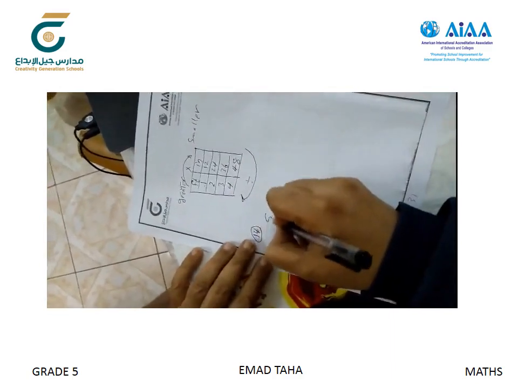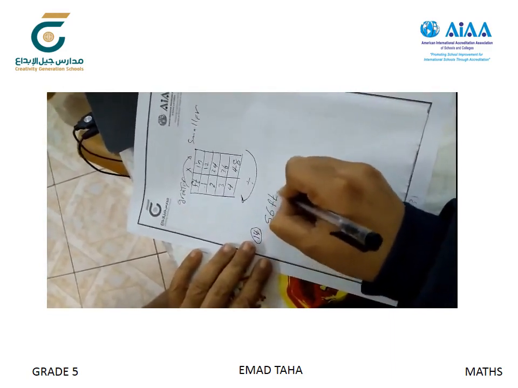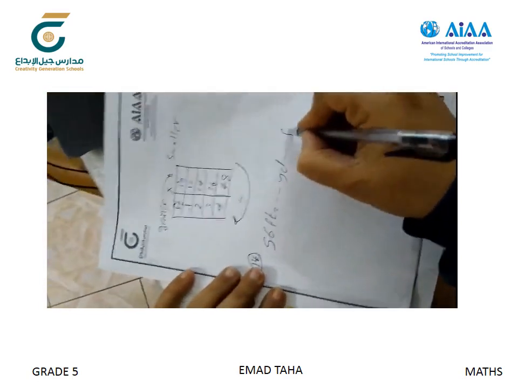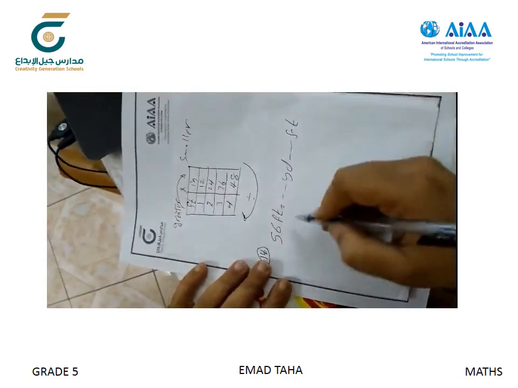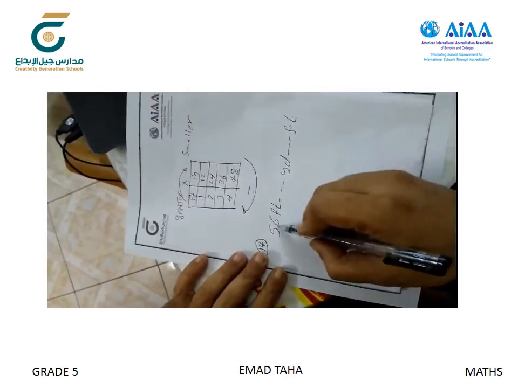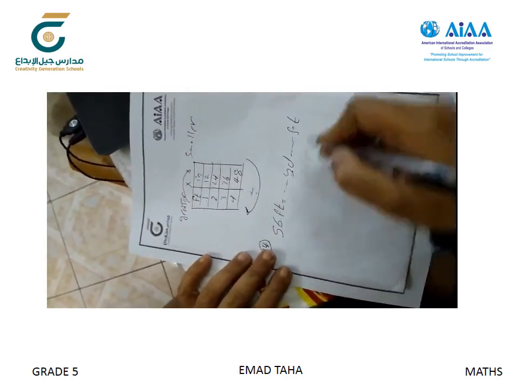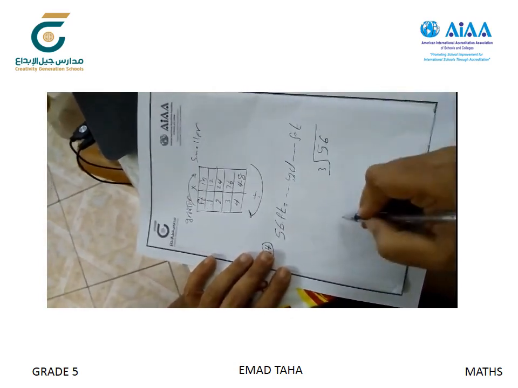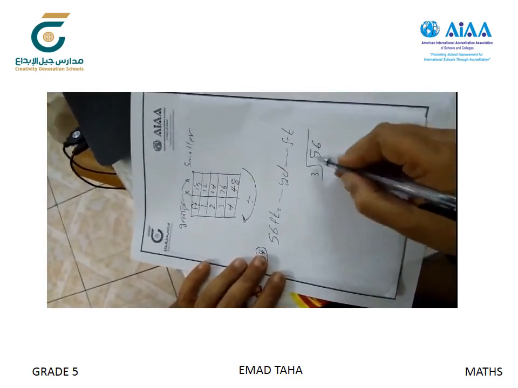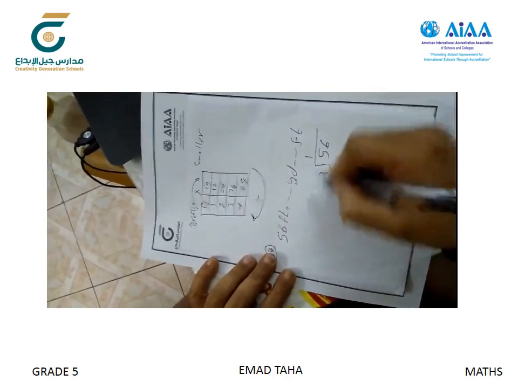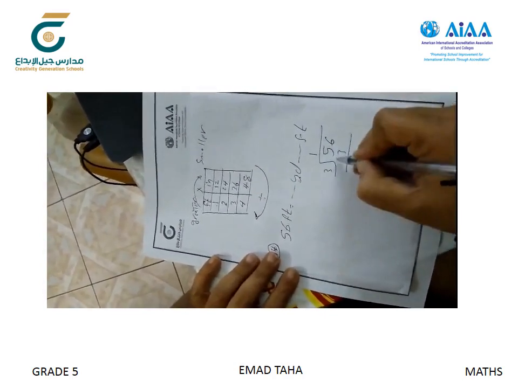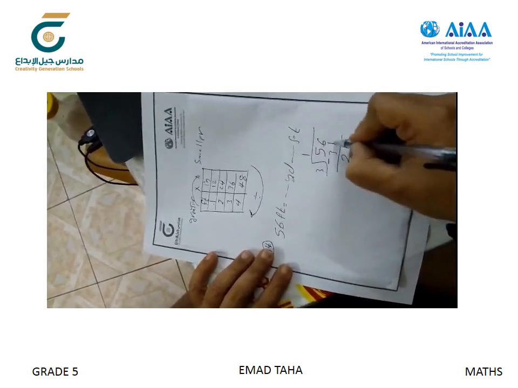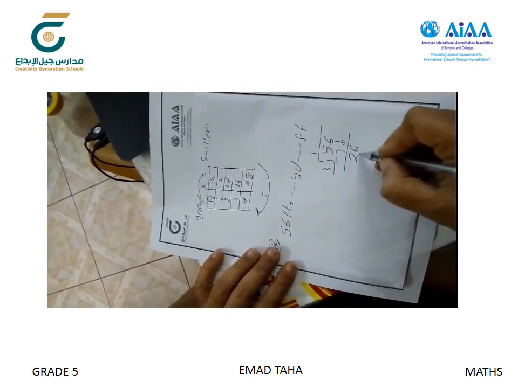56 feet equal how many yards and how many feet? So 1 yard equals 3 feet. So to convert from feet to yards, we must divide by 3. Now we have 56 divided by 3. 5 divided by 3. How many 3s in 5? 1. 1 times 3 equals 3. Then subtract. 5 minus 3 equals 2. Now drop the 6. So 26.